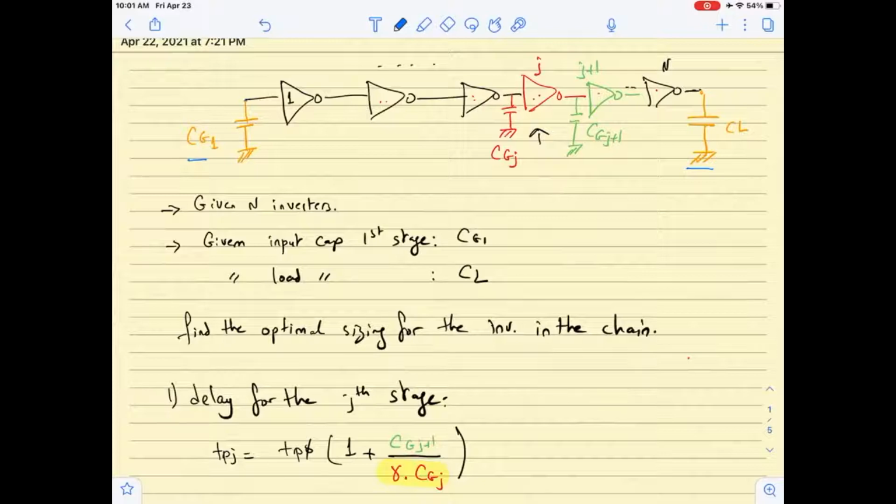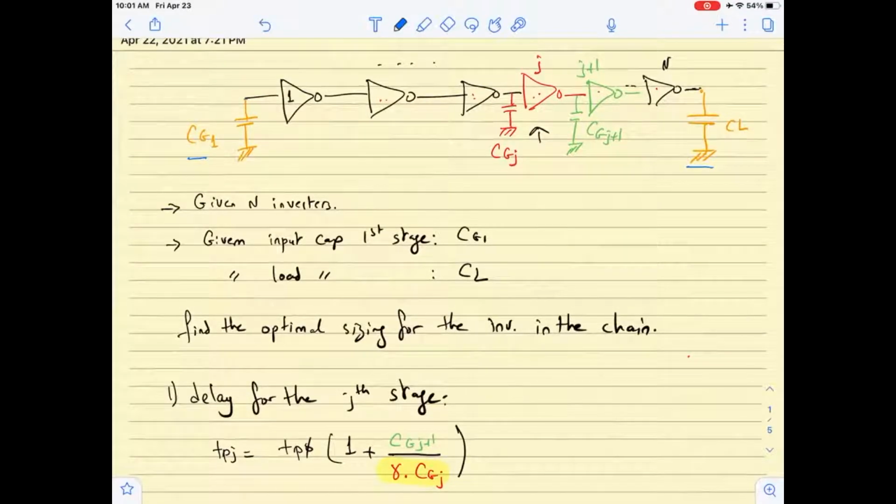To do that, we start by finding the delay for each stage. We take this stage. We said its delay is equal to TP0 times 1 plus the load on it, which is CGJ plus 1, divided by its self capacitance. But we reinterpreted the self capacitance as a function of its input capacitance, so it is gamma times CGJ.